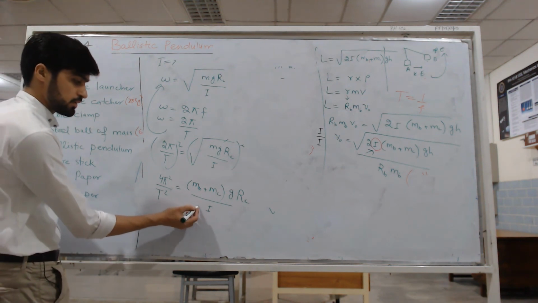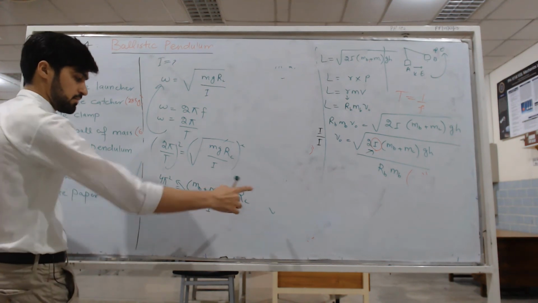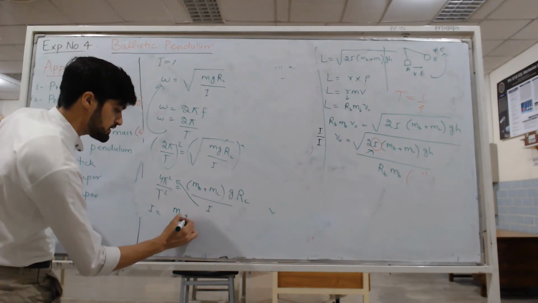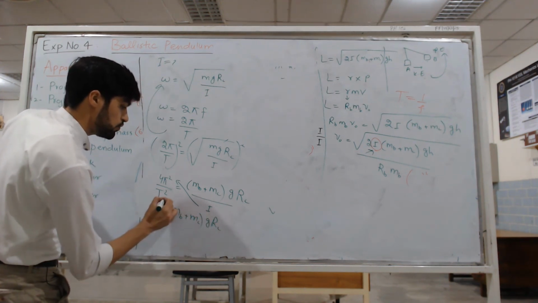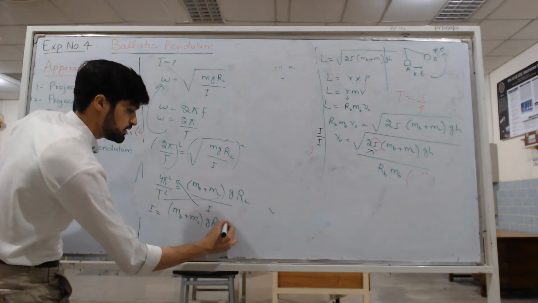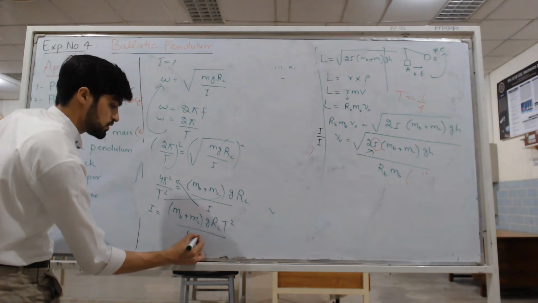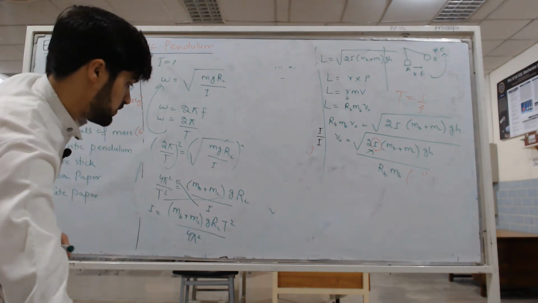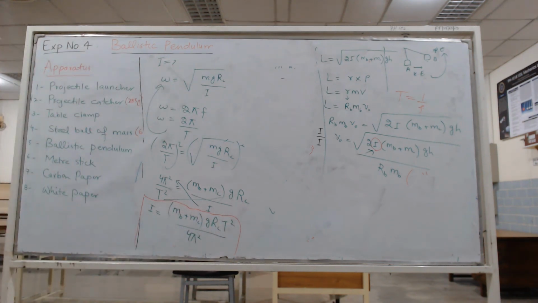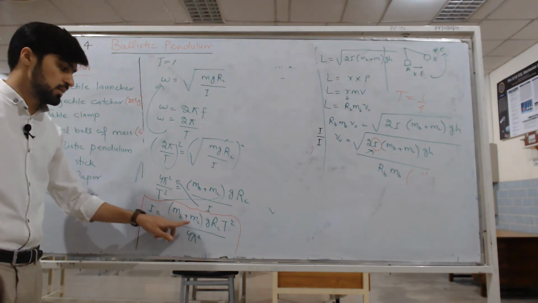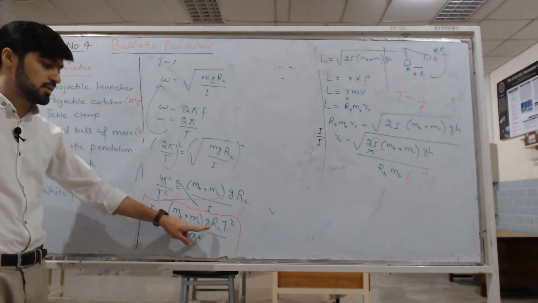So I will shift this I here, I will get I is equal to, and I will shift this t there. So I will get (mb plus mc). The final version of the equation will be g rc into t square divided by 4 pi square. Now this is the final equation to calculate the inertia. Keep in mind, using this equation you will calculate the inertia. You know the mass of the ball, the mass of the catcher, the length of the rod of the pendulum, g is the gravitational acceleration, and the time period.